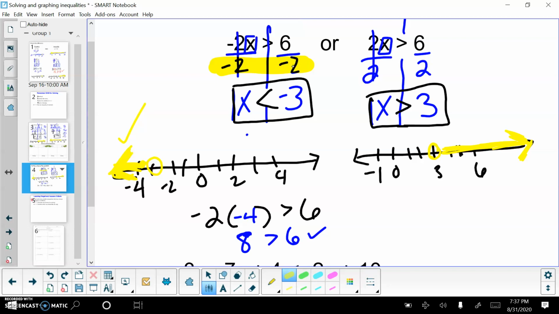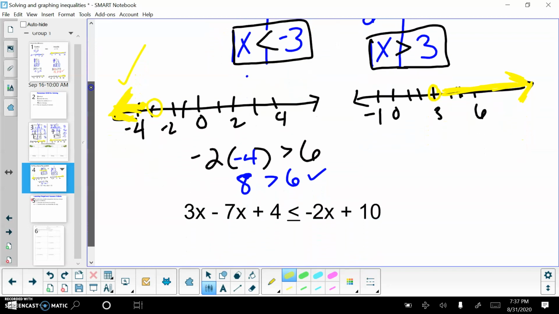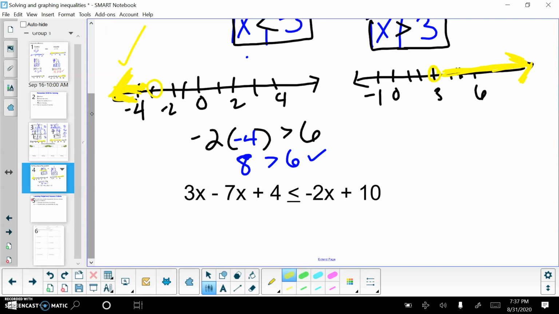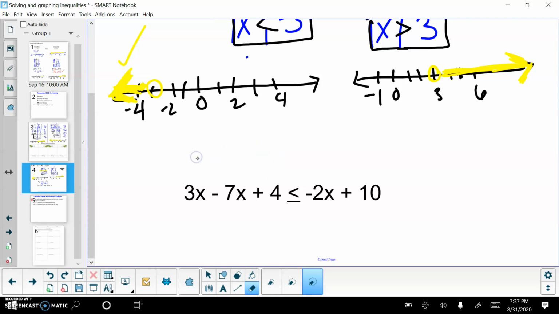So once you do it to both sides, you're oppositing. That means you need to opposite the symbol and flip it around. But you only do it when you multiply or divide both sides by a negative. It doesn't matter if your answer is negative, it matters if you multiplied or divided by a negative. Okay, so now we're going to look at one that's more complicated and apply that process.